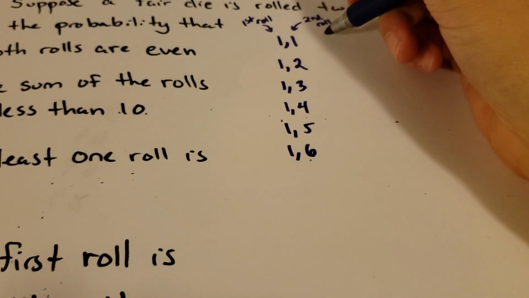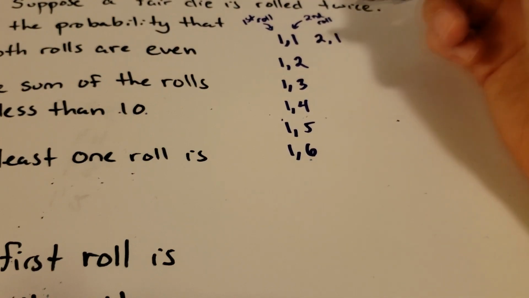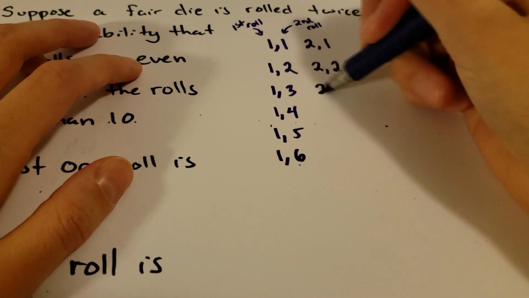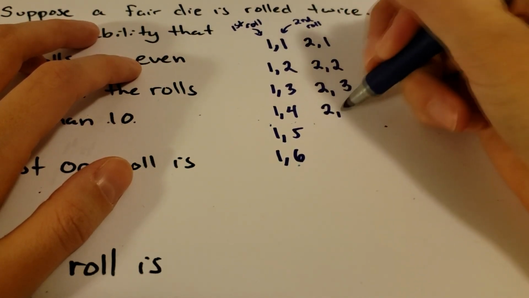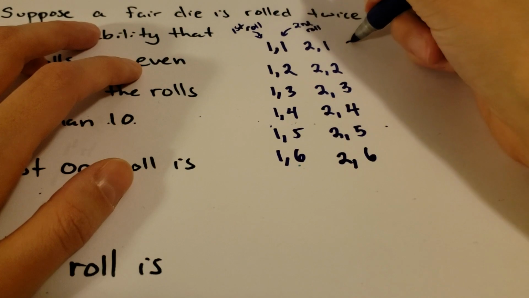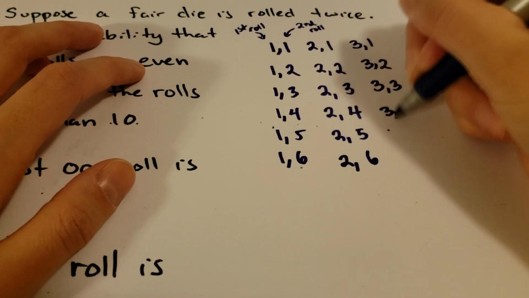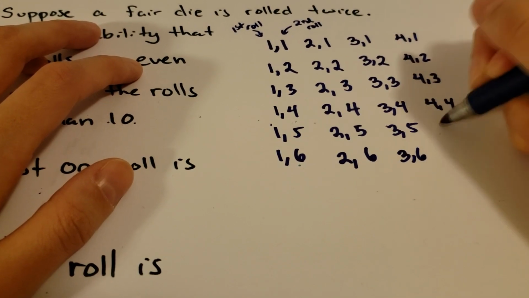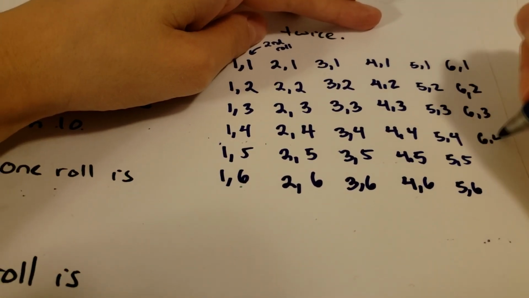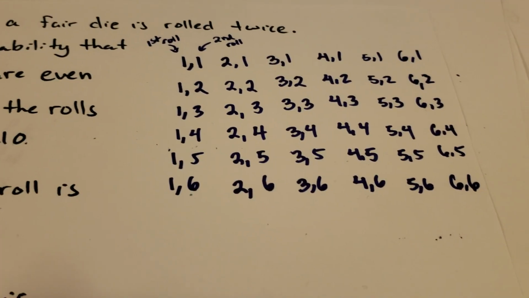Now, let's say we don't land on 1 for the first roll. Well, we could land on 2 for the first roll, and then land on 1 for the second. Or we could land on 2 for the first and 2 for the second, 2 for the first, 3 for the second, and so on. And we would just go on like this for all of the other numbers on the die. So here we have generated the entire sample space.